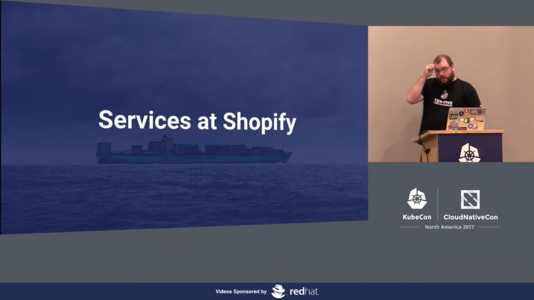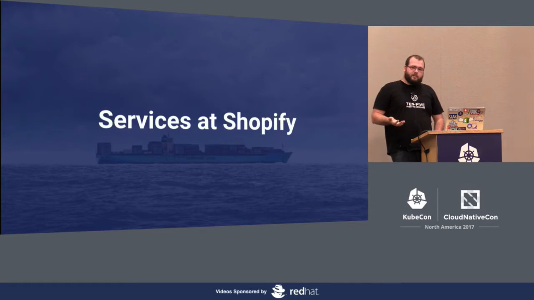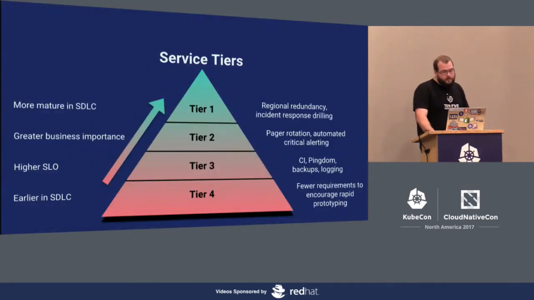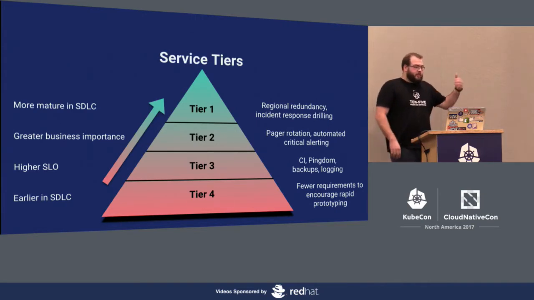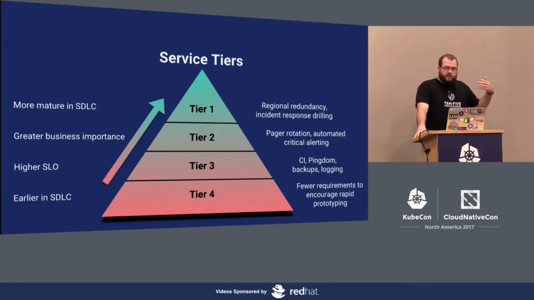So before I start talking about security controls and how we do this, first we need to gather some more context about how we run services at Shopify. We have what's called a service tier model, where as an application moves through the software development lifecycle, we start off at tier four, where we have a lot fewer requirements. It encourages rapid prototyping, really gets agility in there. And as we move through business importance, we impose things like service level objectives and the traditional software development lifecycle controls, and impose things like page rotations, CI, alerting, redundancy, incident response, these sorts of things.